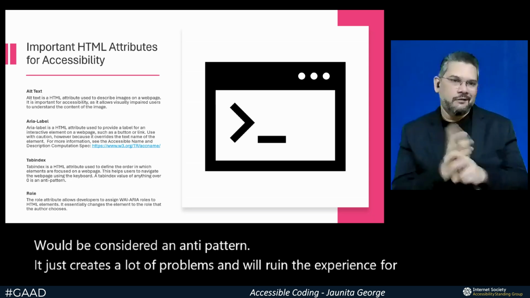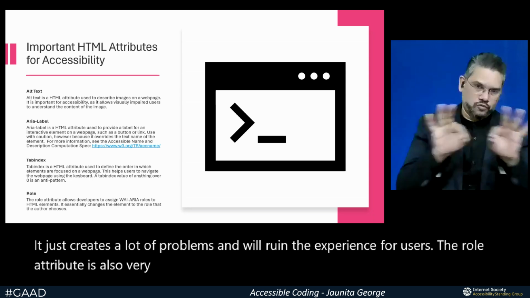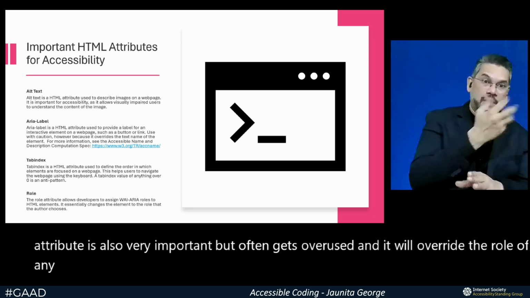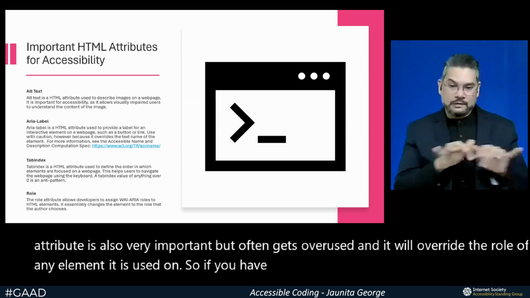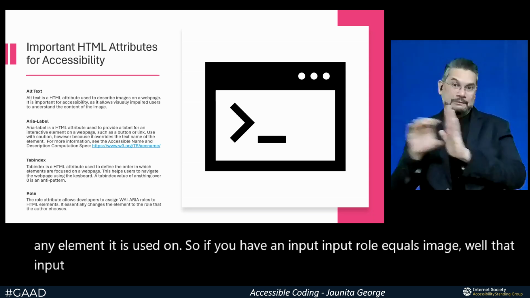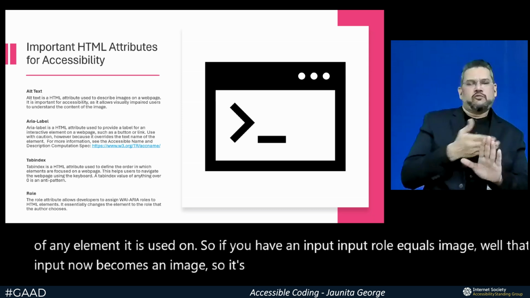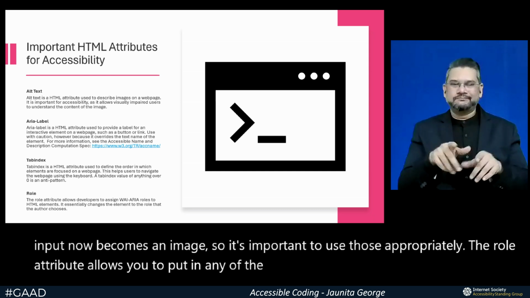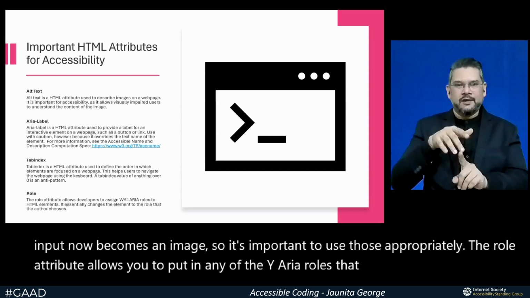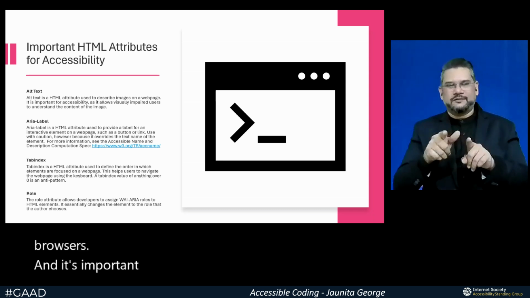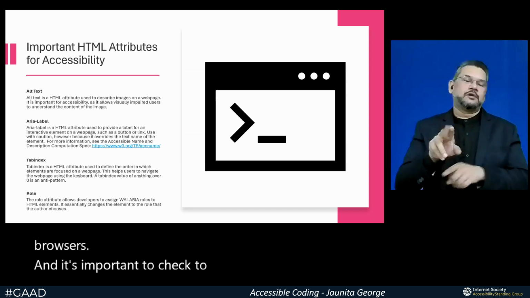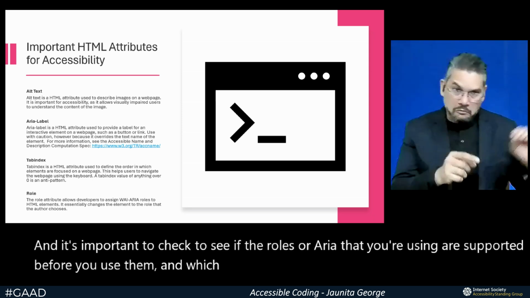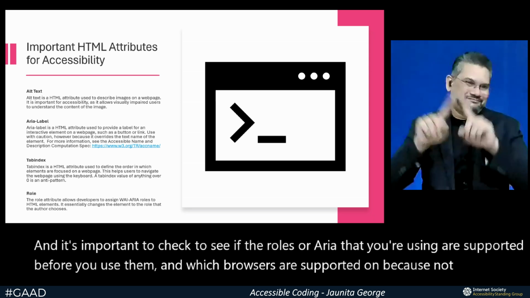The role attribute is also very important, but it often gets overused, and it will override the role of any element it is used on. So if you have an input and you put role equals image, well, that input now becomes an image. So it's important to use those appropriately. The role attribute allows you to put in any of the ARIA roles that exist by browsers. And it's important to check to see if the roles or ARIA that you're using are supported before you use them, and which browsers they're supported on, because not all browsers support all ARIA elements in the manner that you would expect.